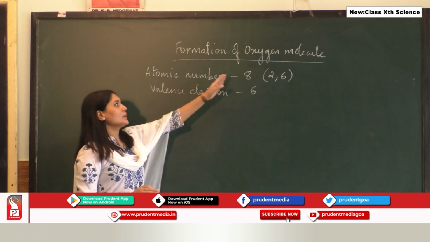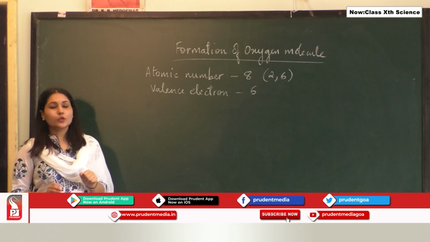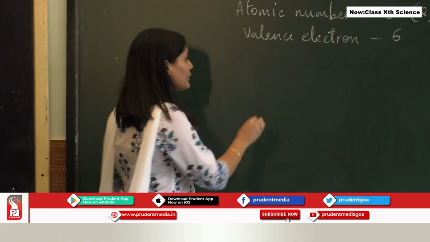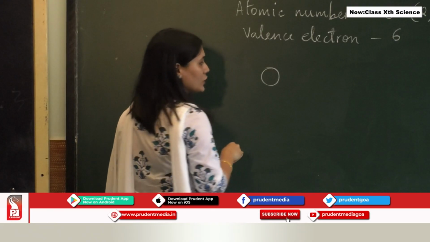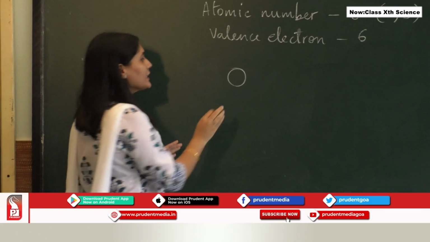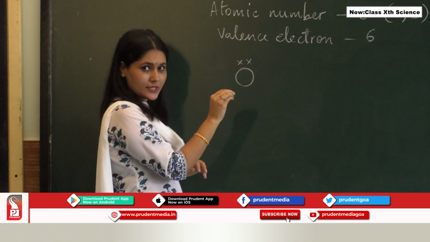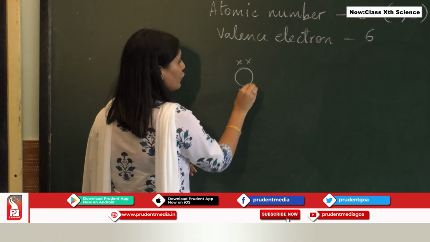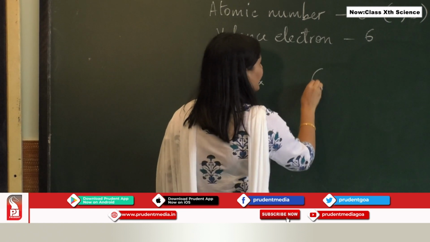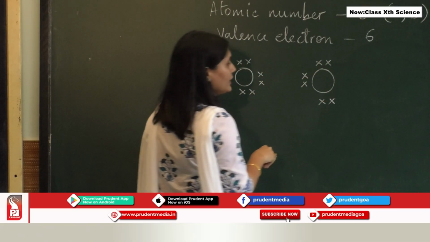We know that the atomic number of oxygen is 8. The electronic configuration is 2,6. You know that the valence electrons is 6. So we have written valence electron as 6. Now what will we do? We will write the symbol of oxygen and try to distribute the electrons. How many electrons are there? There are 6 electrons. I will represent them in the form of cross lines. So 1, 2, 3, 4, 5, 6. This is one atom of oxygen. Then we have another atom of oxygen. So 1, 2, 3, 4, 5 and 6.